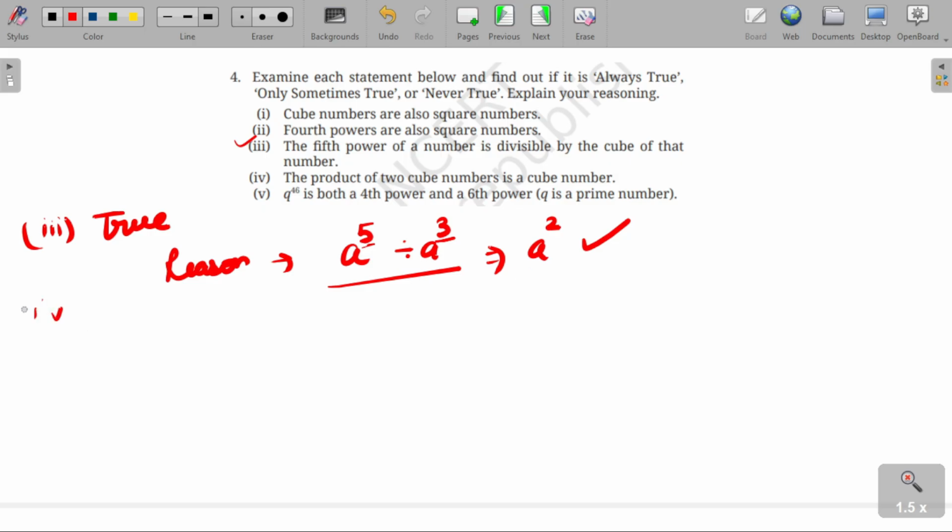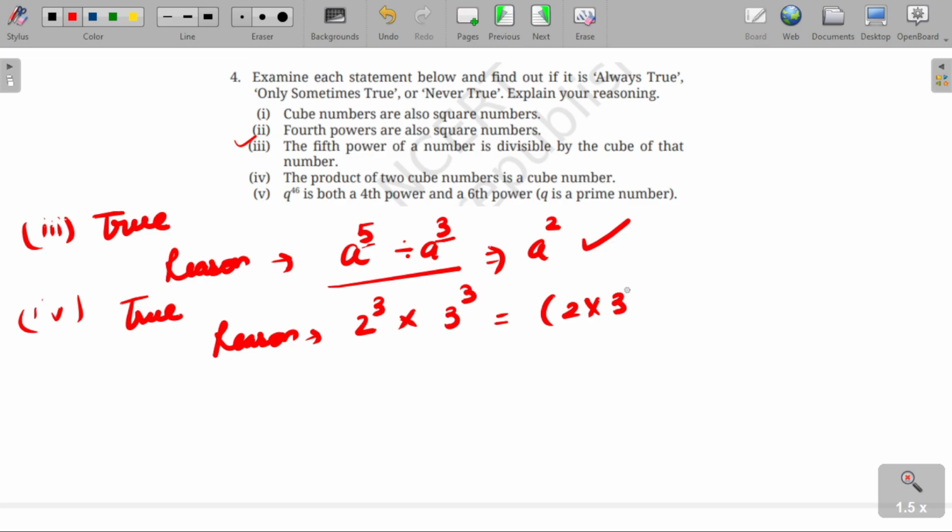Fourth part. The product of two cube numbers is a cube number. Yes, this is also true. The product of any two cube numbers. So let's take an example of 2 cube and 3 cube, right? And the product will be 2 cross 3 cube, which is 6 cube, is again a cube number. Yeah, this is also true.